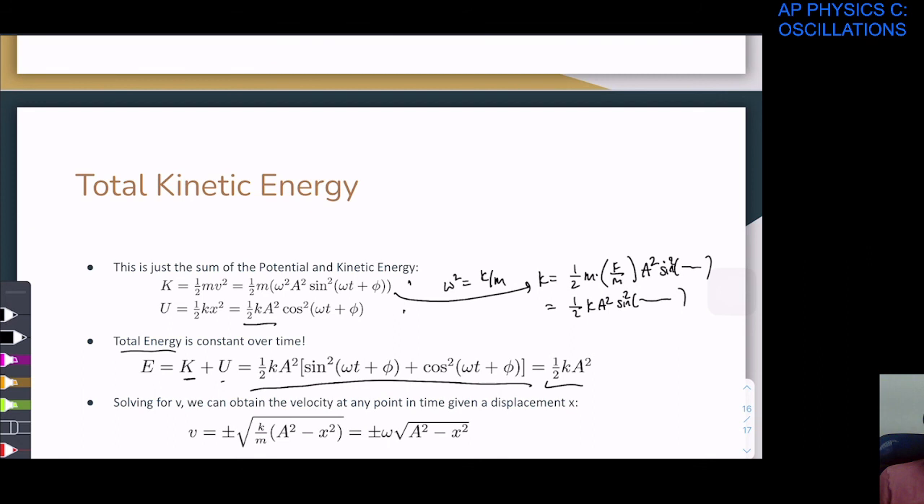So what this is saying is that at any point in time, your kinetic and potential energy sum up to the same amount, which makes sense because energy is conserved. So if you know the total energy and you know the kinetic energy at a particular point in time, you also know the potential energy. It's just E minus K, right? U equals E minus K. And we can also solve for v. So we can obtain the velocity at any point in time given a displacement x.